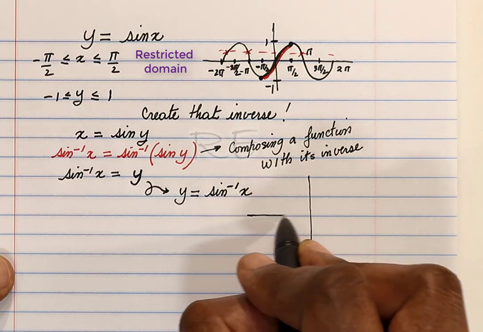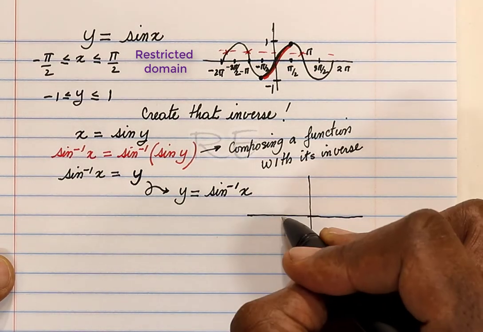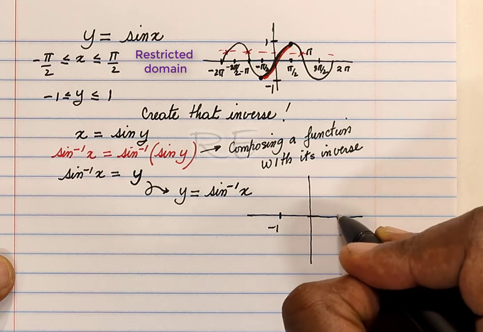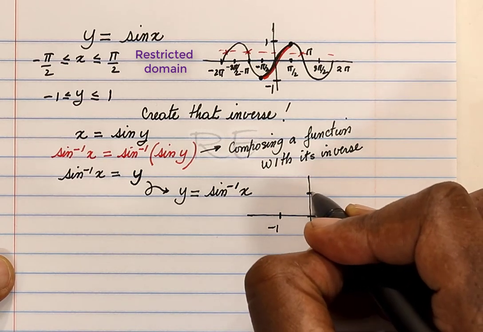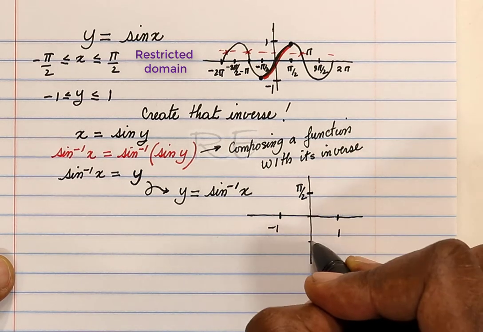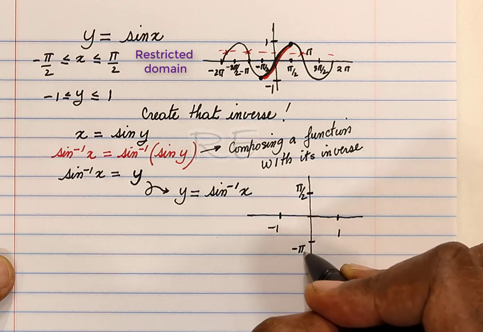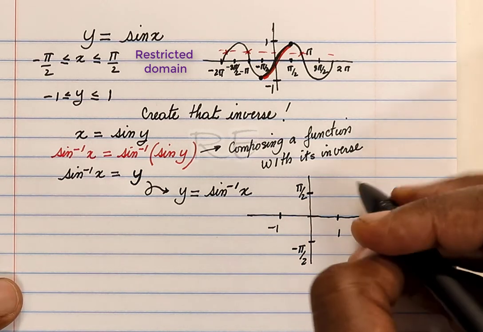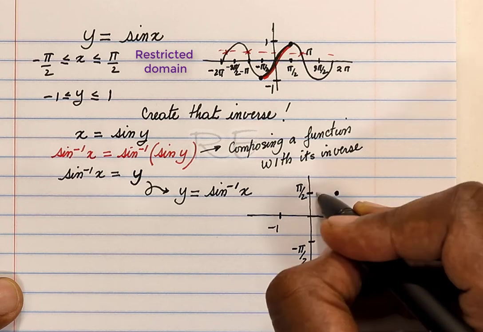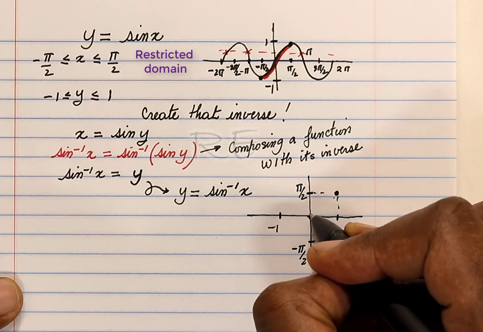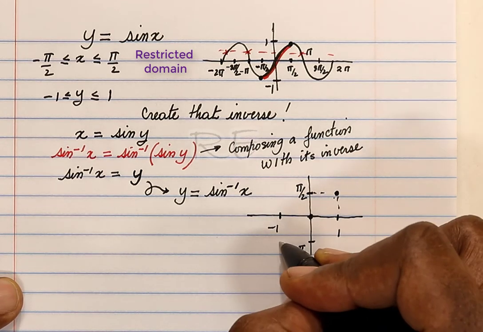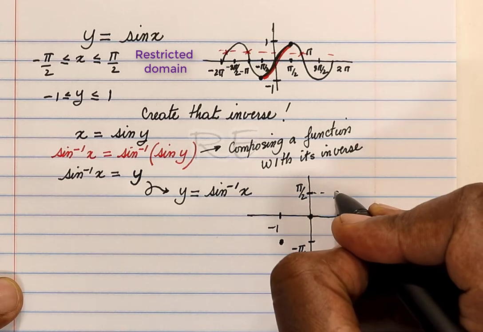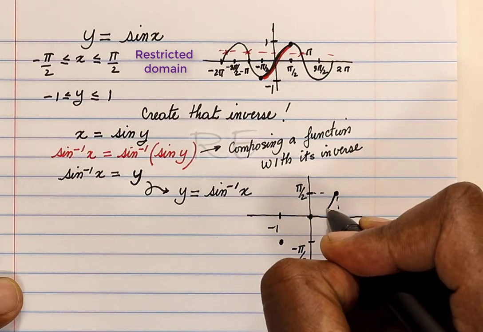We can quickly sketch our new graph. X will be between negative 1 and 1, y between pi over 2 and negative pi over 2. And we just reflect that little portion over the line y equal to x. Here we go.